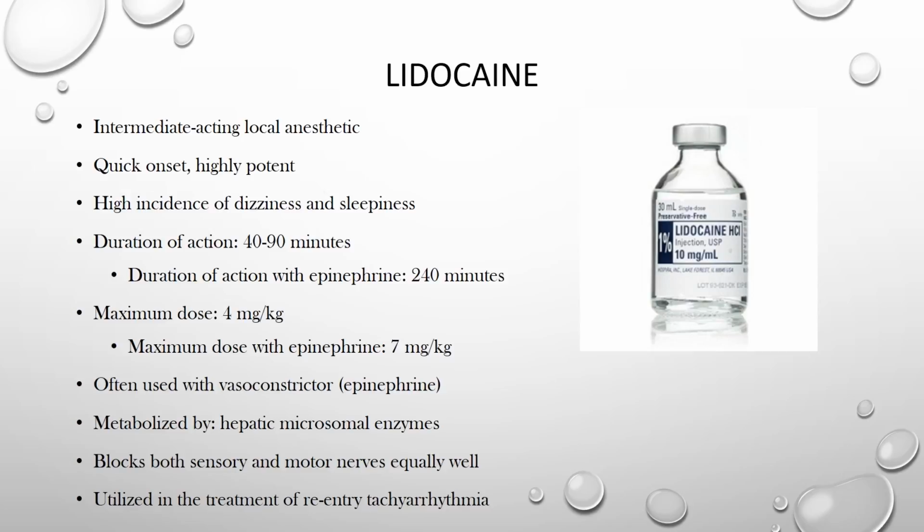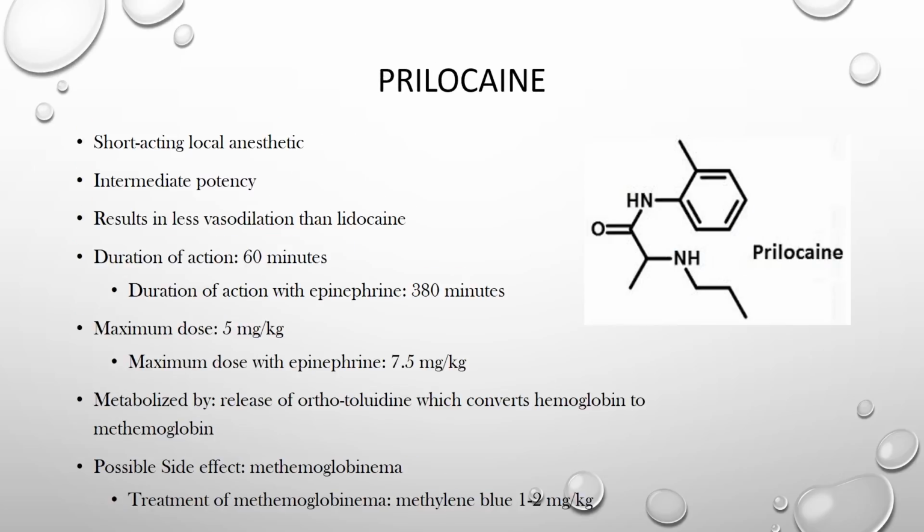PRILOCAINE. PRILOCAINE is a short-acting, intermediate potency amide. This local anesthetic has the duration of action of approximately 60 minutes, or 380 minutes when administered with epinephrine. The maximum dose of PRILOCAINE is 5 mg per kg and increases to 7.5 mg per kg with the addition of epinephrine. It has a less vasodilatory effect than lidocaine and is metabolized in the blood.